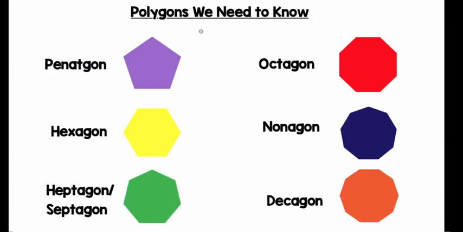Quickly, here are some other polygons that you might want to know. We have 5-sided pentagon, 6-sided hexagon, 7-sided heptagon, sometimes referred to as a septagon. Here we have an 8-sided octagon, 9-sided nonagon, and 10-sided decagon.